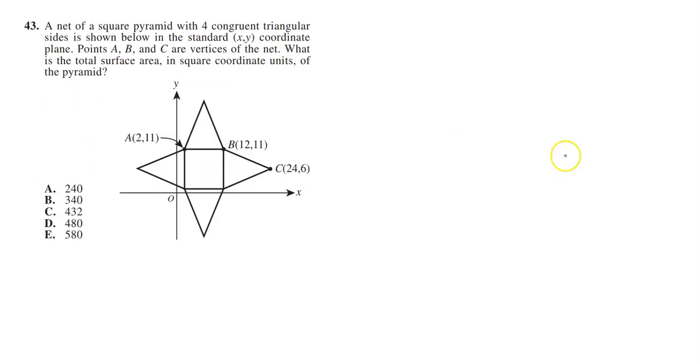Okay, next one. It says a net of a square pyramid with four congruent triangular sides is shown below in the standard xy coordinate plane. Points A, B, and C are vertices of the net. Okay, makes sense. What is the total surface area in square coordinate units of the pyramid? Total surface area is going to be the area of every surface. So we have 1, 2, 3, 4, 5 surfaces.